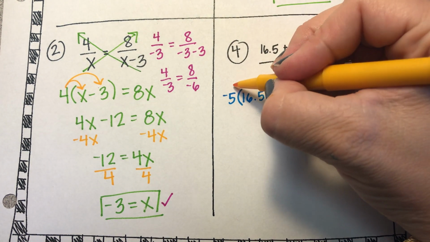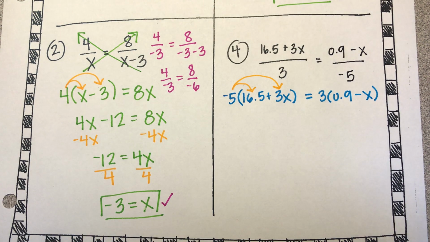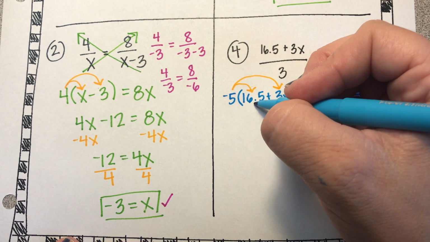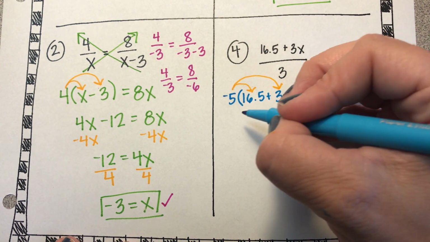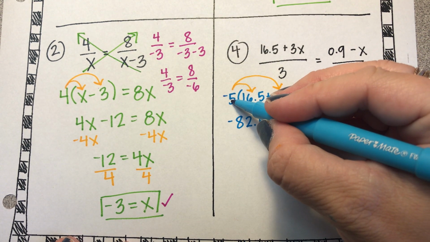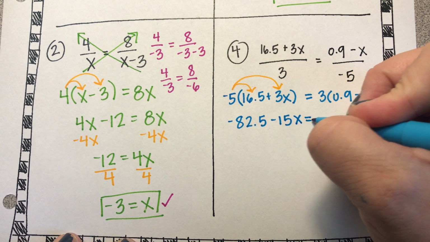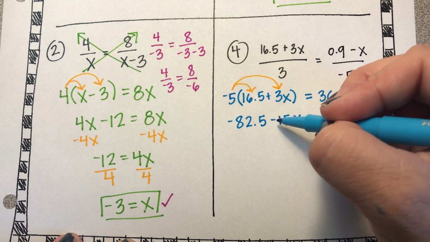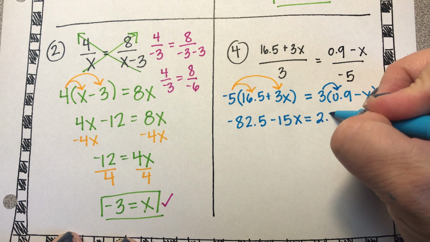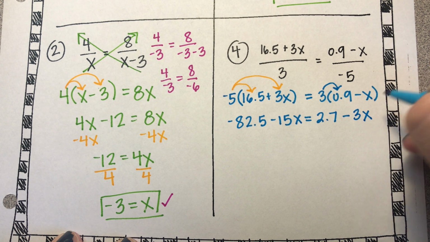So, major distributive property happening. Negative 5 times 16.5. I know that 10 times 16.5 would be 165, so this is going to be half of that, and it's going to be 82.5. And then negative 5 times 3 is going to be negative 15x. And again, you could write that as plus negative. 3 times 0.9 is 2.7 minus 3 times x is 3x.